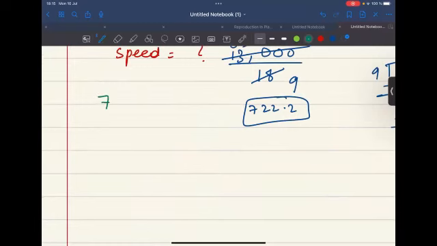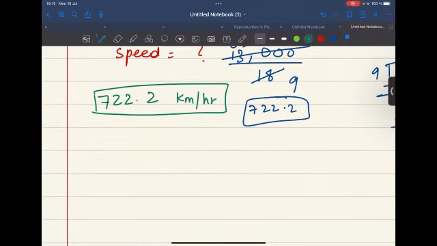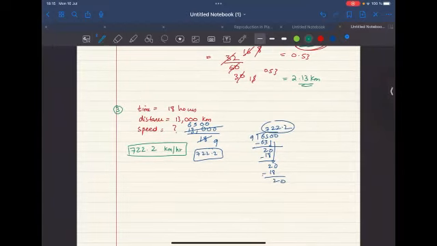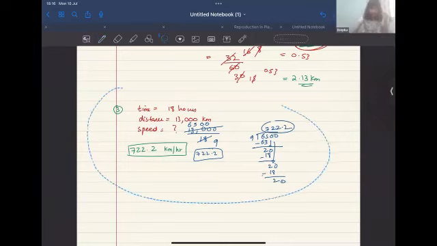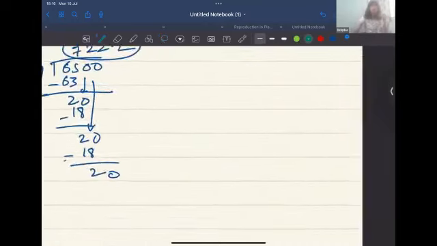What will the unit be? Per hour. What per hour? Kilometers per hour. This is how you do it. This is the correct answer. Am I clear? Is this clear? Anybody wants me to explain it again? Guys, is the sum clear? It's clear. Clear, ma'am. Next sum.